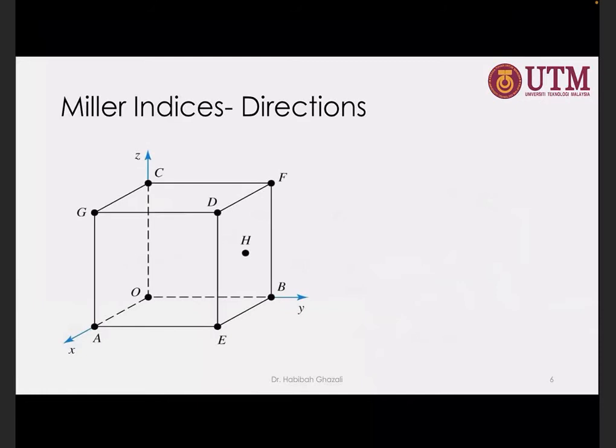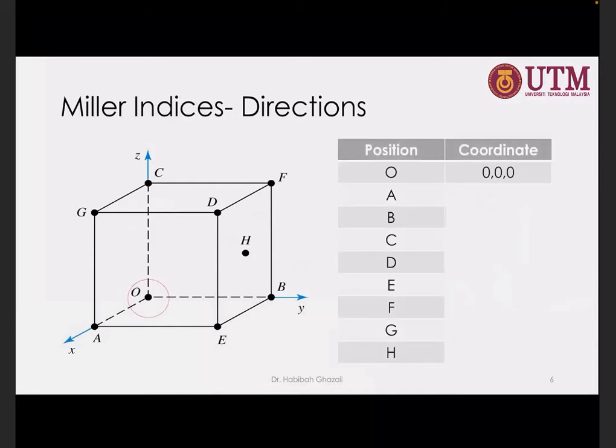For example, like this one, this is the origin, 0 is the origin. When we talk about coordinates, it's similar to map coordinates. For example, position A. Remember, for this system for crystal structure, x is this direction, y is this direction, and z is this direction. Please remember this. Do not confuse with other courses. This is only special for materials science.